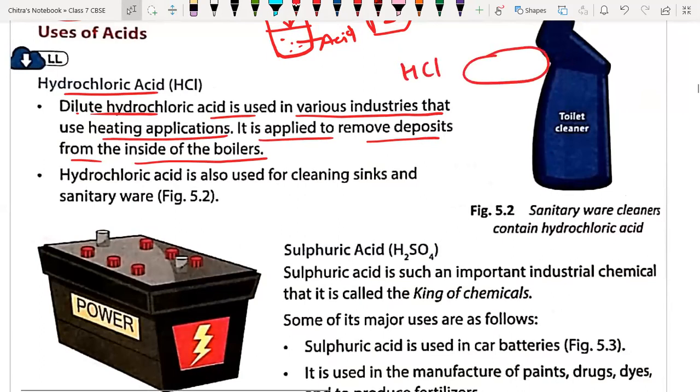Suppose here we have a boiler. Due to the boiling of water, a layer of corrosive material is formed. To remove that corrosive material, we use HCl, hydrochloric acid. Due to the effect of hydrochloric acid, the unwanted corroded part gets removed easily. Hydrochloric acid is also used in cleaning sinks and sanitary ware.